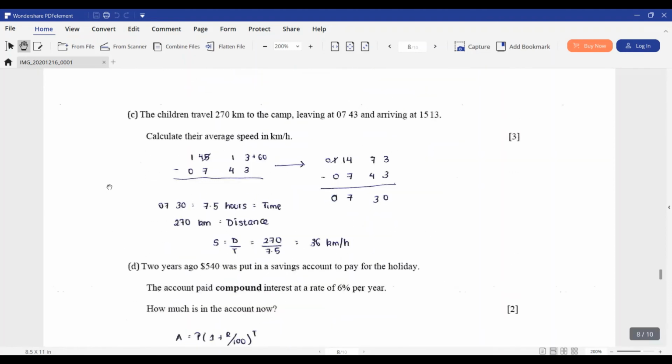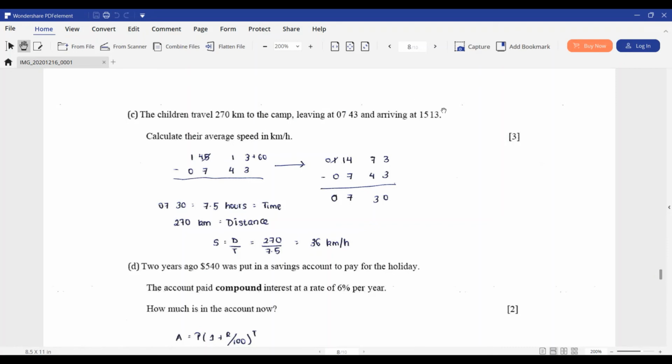The children traveled 270 kilometers to the camp, leaving at 7:43 and arriving at 15:13. Calculate their average speed in kilometers per hour. So what's the first thing we want to do when we want to calculate speed? We need distance and we need time. We haven't been given the exact time. We're told to find time indirectly. So what's the amount of time they spent to get to the camp?